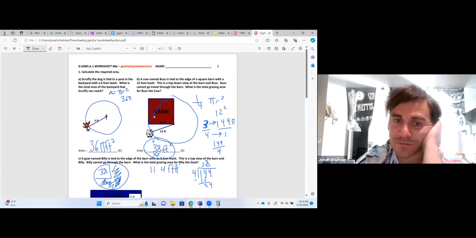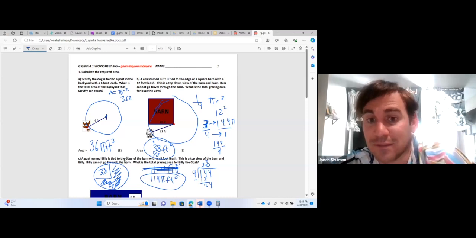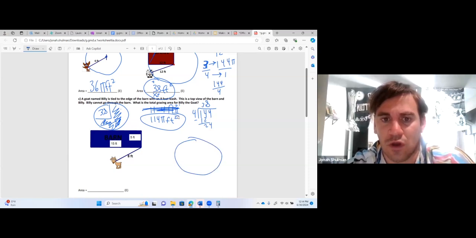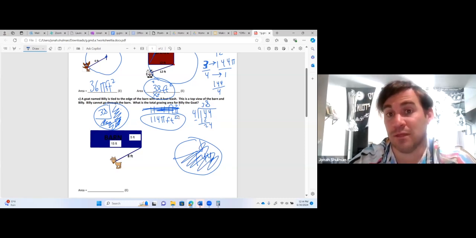We still have 114 pi feet squared. And look, I just made a mistake. You know what that did? I used estimation to realize I made the mistake. If this whole circle is 144, there's no way 3/4 of that circle is going to be just 38. That's how I know I made a mistake.